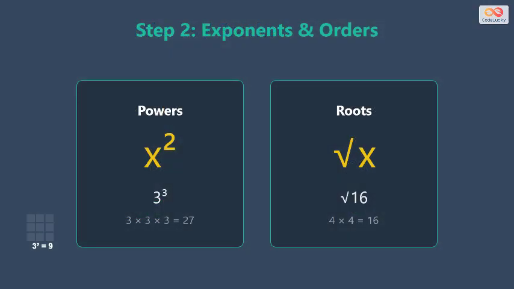Next on the list are exponents, also known as orders or indices. These include powers, like 3 squared, and roots, like the square root of 16. Once you have cleared all the parentheses, scan your equation for these little numbers and solve them next.